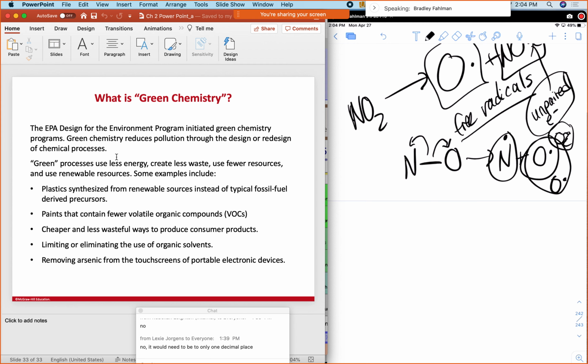So this sentence right here: green processes use less energy, create less waste, require fewer resources, and if possible, use renewables. Just some examples here, but nothing more than maybe a definition question. Okay, so anything about chapter 2? Any questions?